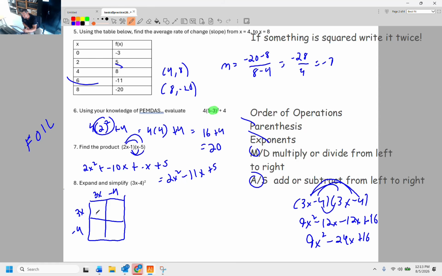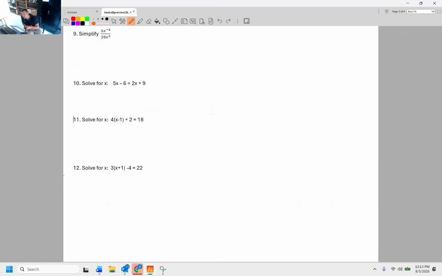3x times 3x, again, being 9x squared. 3x times -4 being -12x. 3x times -4 is another -12x. And -4 times -4 is a positive 16. And then we combine like terms, just like we just did. We still have the 9x squared. We're going to take away 24x, and then we're finally going to have plus 16. It doesn't really matter how you do it, you get the same thing. And there's a third way we could do this, but kids don't tend to like it. So I'm not going to talk about it.